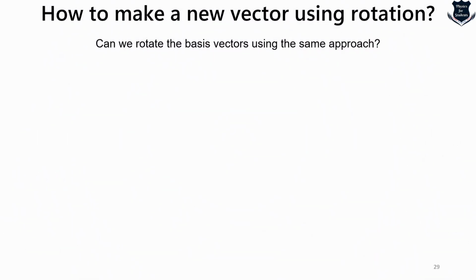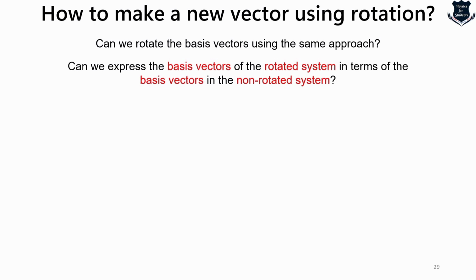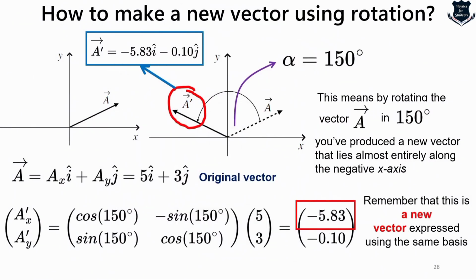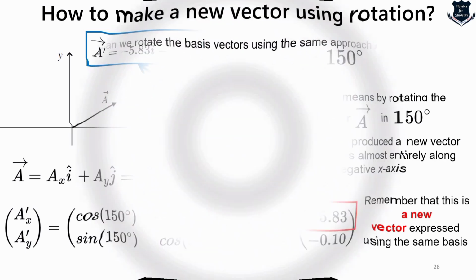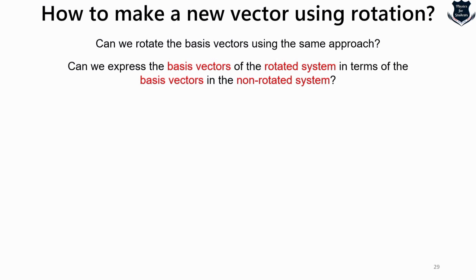Now if I go to the next page, the question that comes up is: can we rotate the basis vectors using the same approach? Or, more lucidly, can we express the basis vectors of the rotated system in terms of the basis vectors of the non-rotated system? If you're confused, look into this. This part is important because here the vector is expressed using the same basis, and it is a new vector, because we rotated the vector, not the coordinate system. But here what I am trying to do is express the basis vectors of the rotated system in terms of the basis vectors of the non-rotated system. The answer is obviously yes.